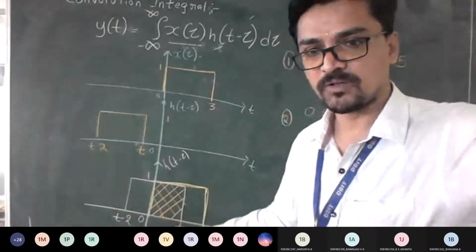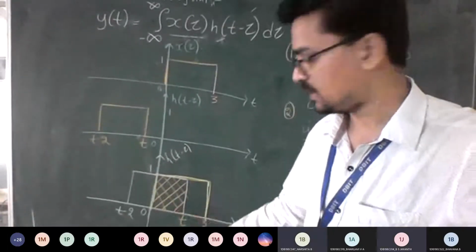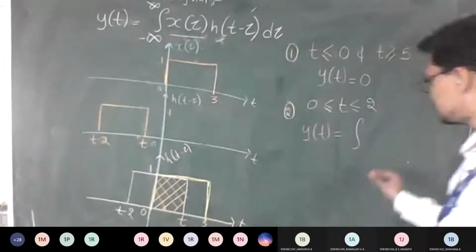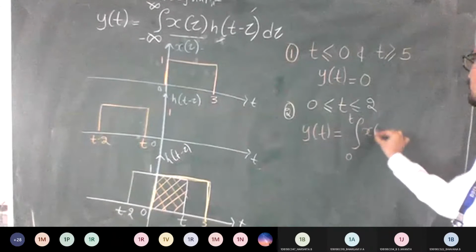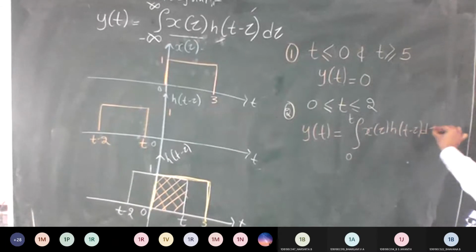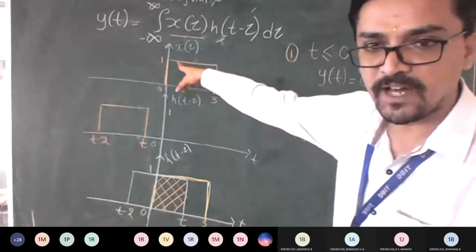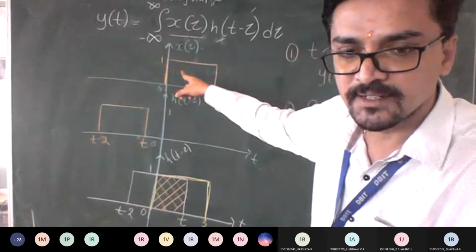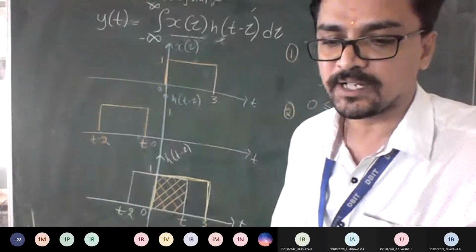Is it visible, what I wrote downside? Yes, sir. 0 to t. What's the interval? Overlapping occurs between 0 to t. So you need to take the range from 0 to t. Then the remaining x of tau into h of t minus tau into d tau. So what is the value of x of tau? Look at the question and tell me. It's a unit step function, right? Since it's a unit step function, the value is 1 into 1 only.